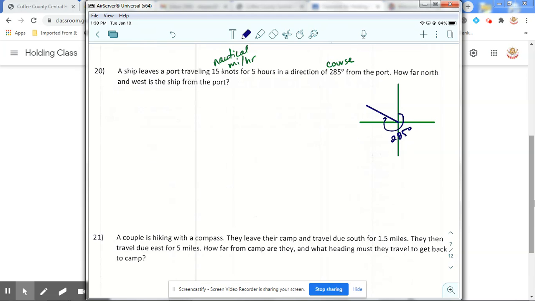And so we have a choice. We can draw our triangle either to the X or Y axis. It's up to you. I'm just going to go ahead just to keep it consistent, go to the Y. Okay, so I want the angle inside of my triangle. It would be 360 minus 285, or 75 degrees.